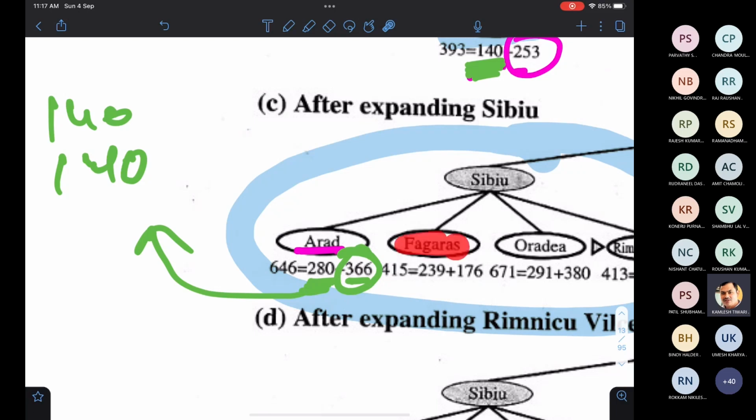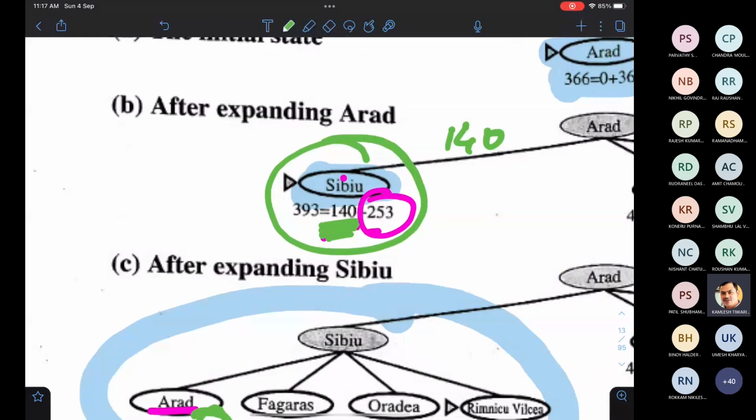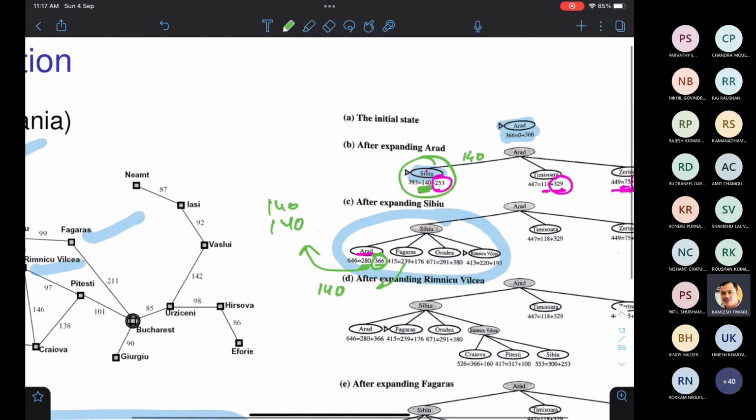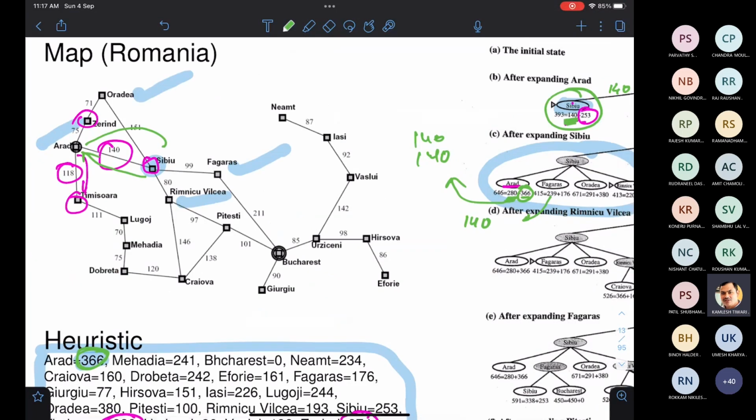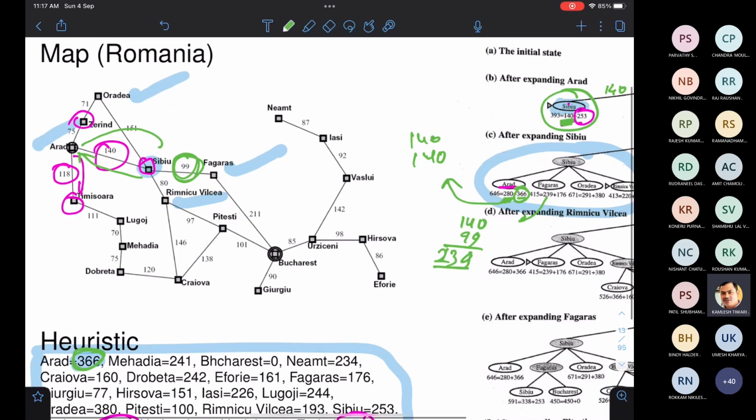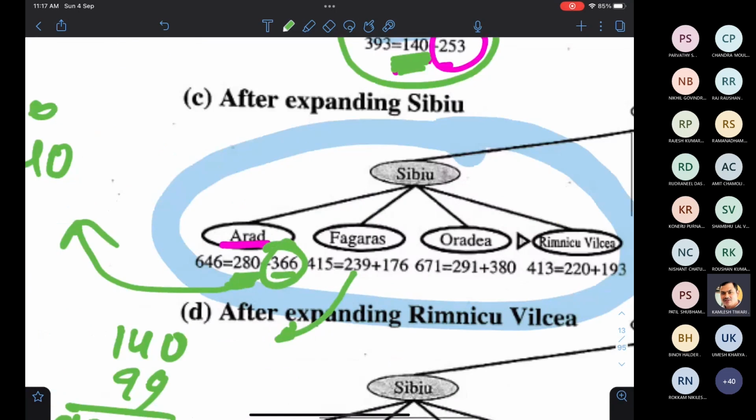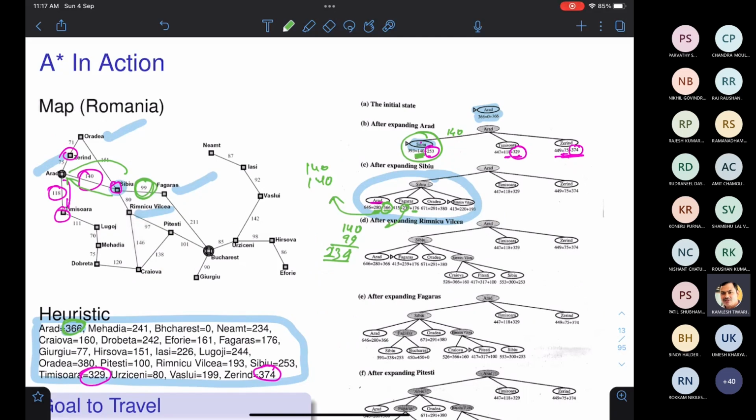Okay, let us try to find out for the Figueres. For the Figueres, what was there? 140 you have spent for coming to this particular Cebu. And after Cebu, you have to go to the Figueres. So where is the Figueres? Figueres is here. So 99 you have to add more. So 140 plus 99. So how much is it? 239. So you can see that 239 plus 176, what is 176? The value for the Figueres, 176. You understand this thing? Yes or no?